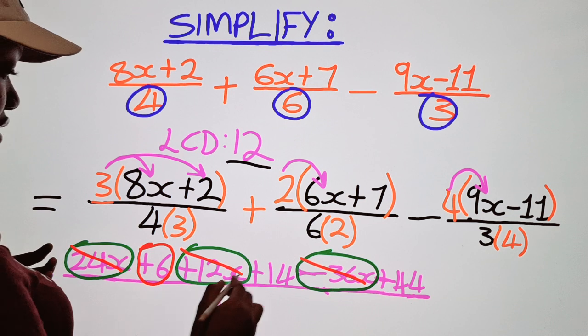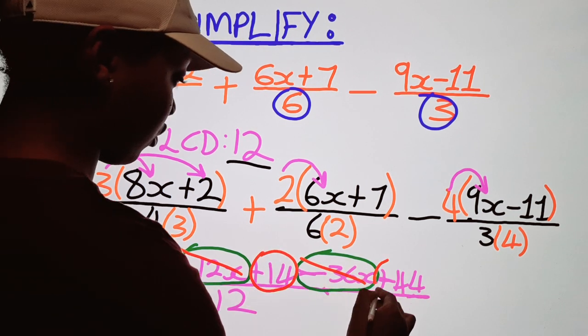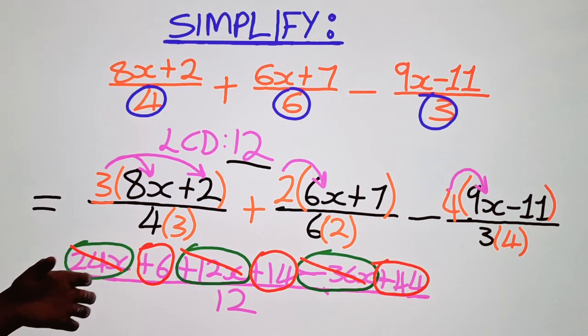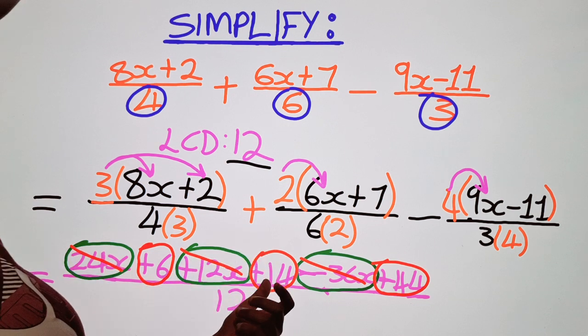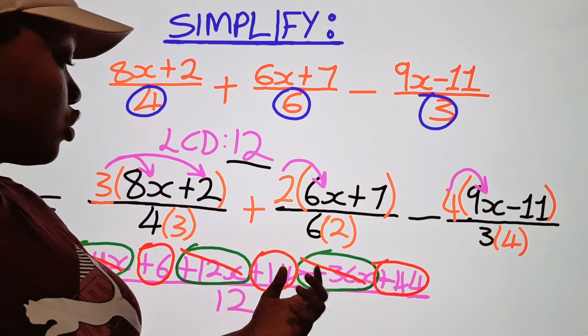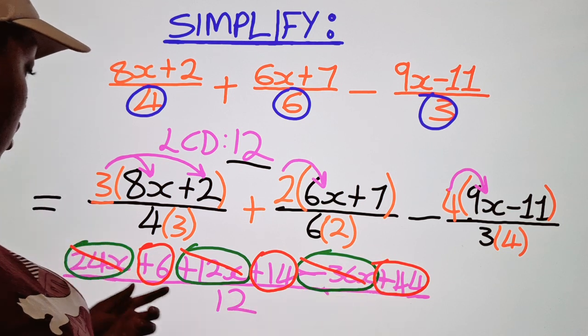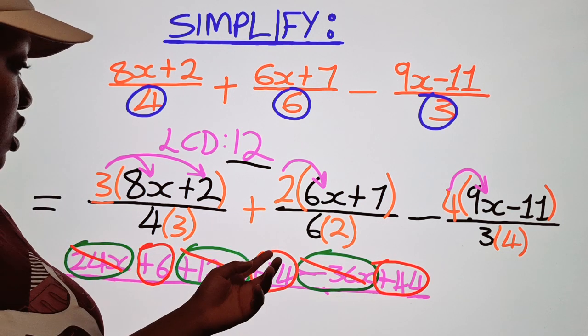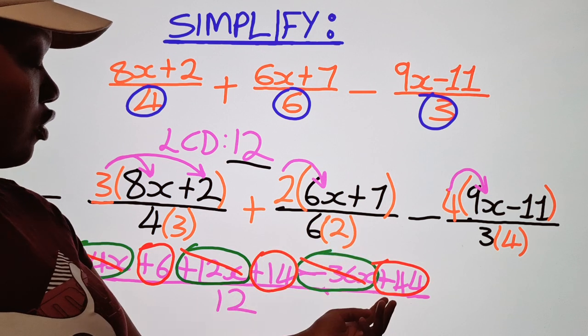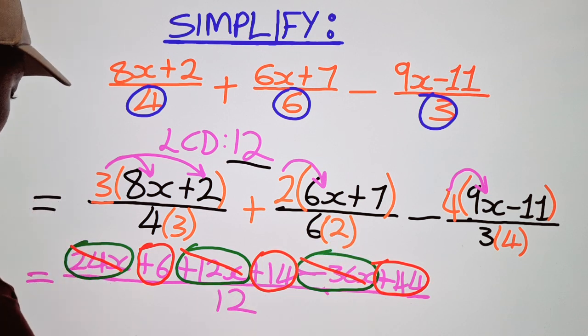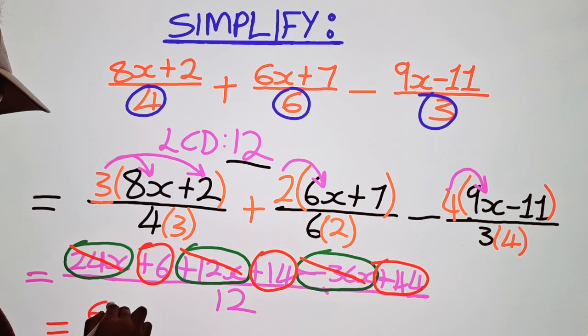We are left with 6, 14, and 44. These ones, the constants, they don't have variables. So you say 6 plus 14 is 20, right? Then 20, if you add 44, you're going to get 64. See that? 6 plus 14, 20. 20 plus 44 is going to be 64. So you're going to have equals to 64 over 12.